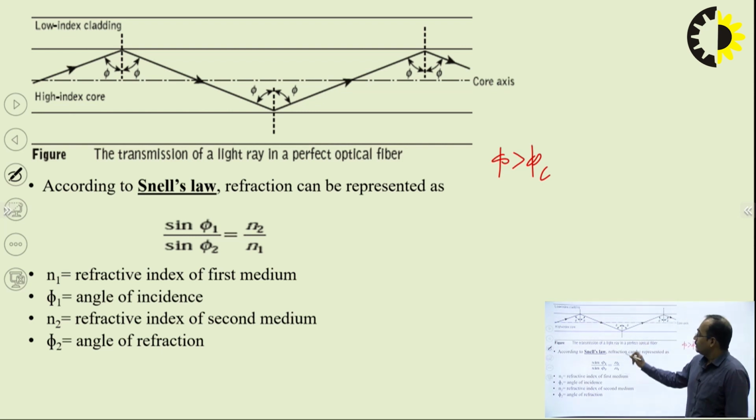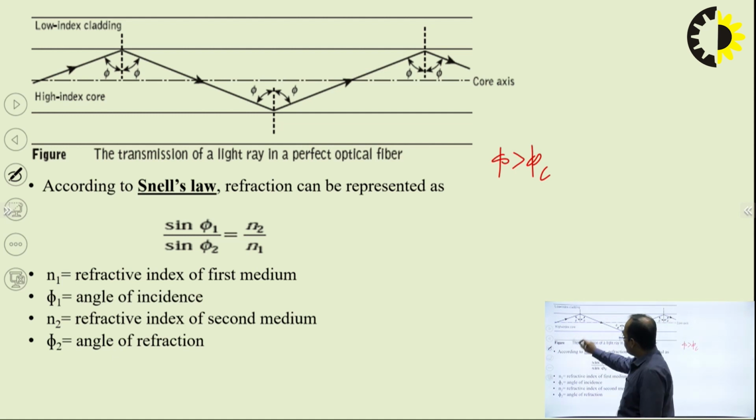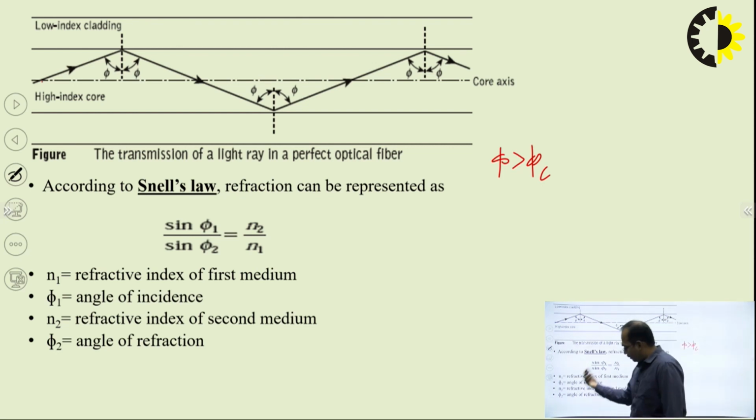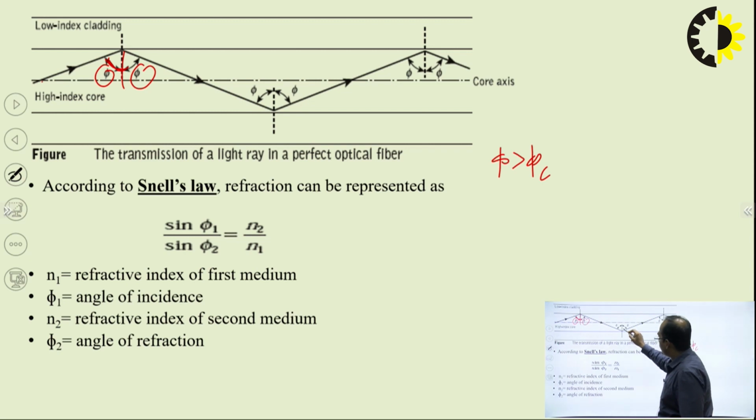Now, you can see here, suppose this is the point where the light is entering the optical fiber. It will follow the total internal reflection phenomenon. So, it will make the same angle that the ray has made with the normal. This is the incidence angle, this is the reflected ray, so it will make the same angle phi. Again, this will come to this.